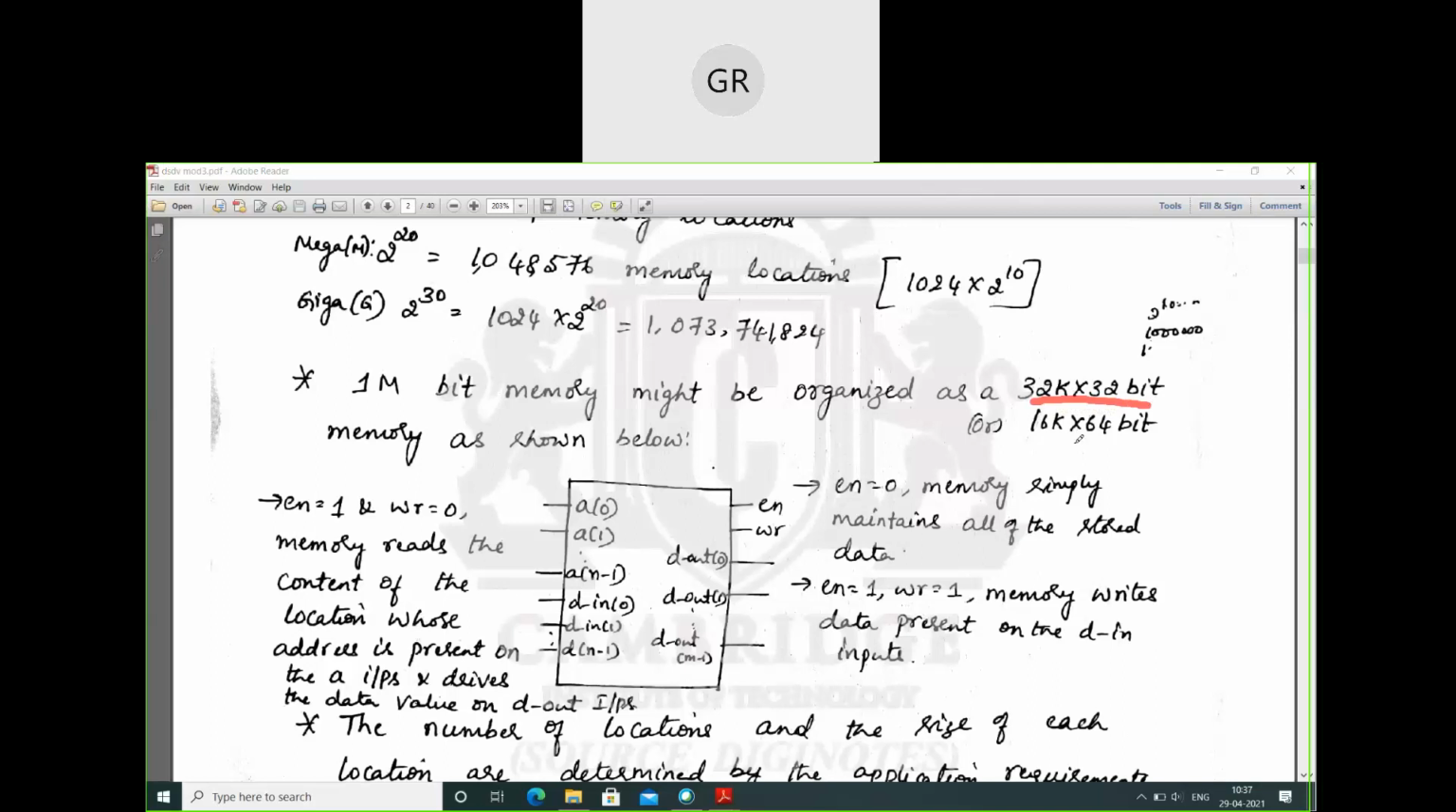32K 32 bit or 16K 64 bit. I can multiply 32K into 32 bit. That means each memory location can hold 32 bit. In 16K into 64 bit, there are 16K memory locations, and each location can hold 64 bit. Then this is the memory block, you can consider here.